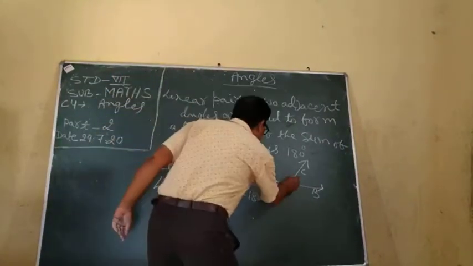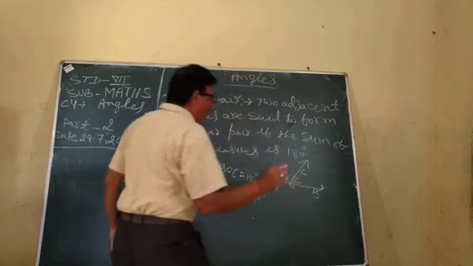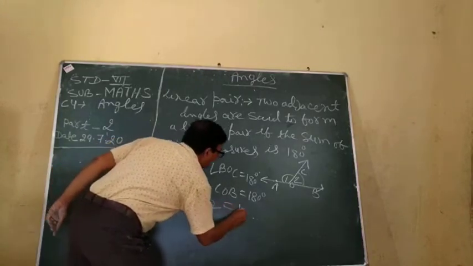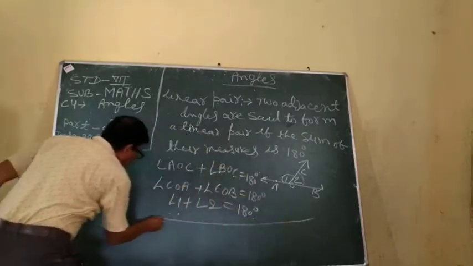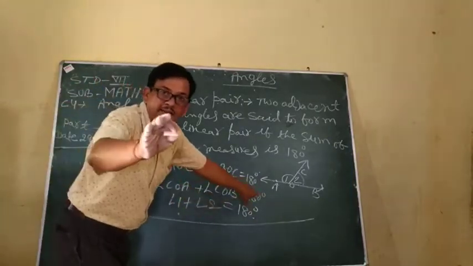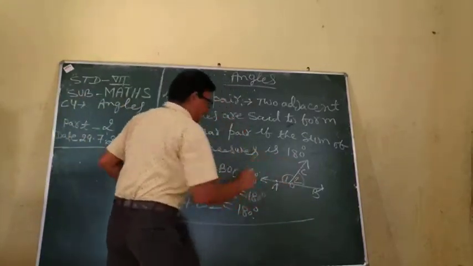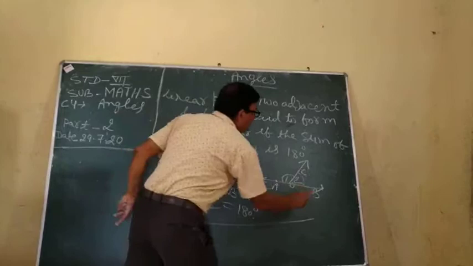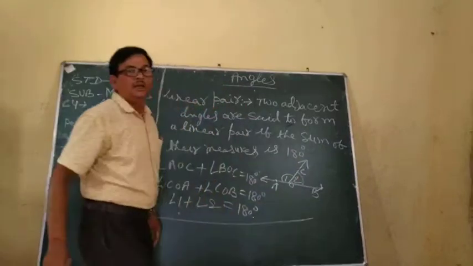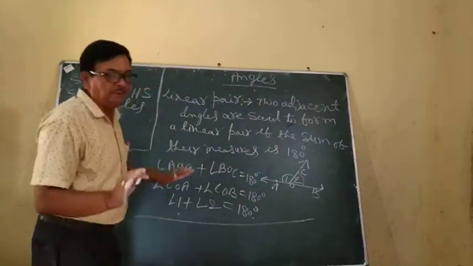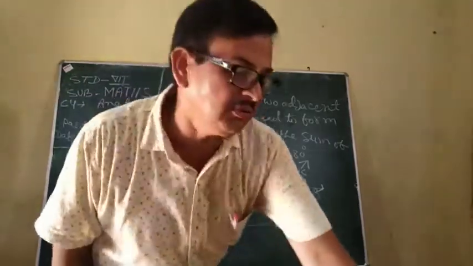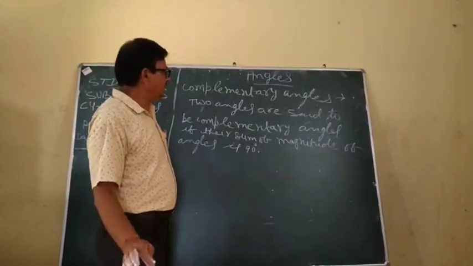Now you can take it as angle 1 and angle 2. In short form, you can write angle 1 plus angle 2 is equal to 180 degrees. All are going to indicate the same angle. Angle COA plus angle COB is equal to 180 degrees. Angle AOC plus angle BOC is equal to 180 degrees. It means if the sum of two angles is 180 degrees, it is called a linear pair. Understood now?